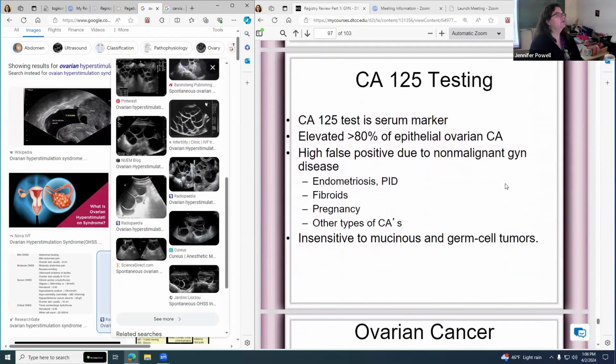There's a blood test they can do called CA-125 testing. It is a serum marker. It is elevated in more than 80% of patients with an epithelial ovarian cancer tumor. There are high false positives due to non-malignant GYN diseases, such as endometriosis, PID, fibroids, pregnancies, and other types of cancer. Insensitive to mucinous and germ cell tumors. So this CA-125 is not going to help you out if you have these other types of tumors.